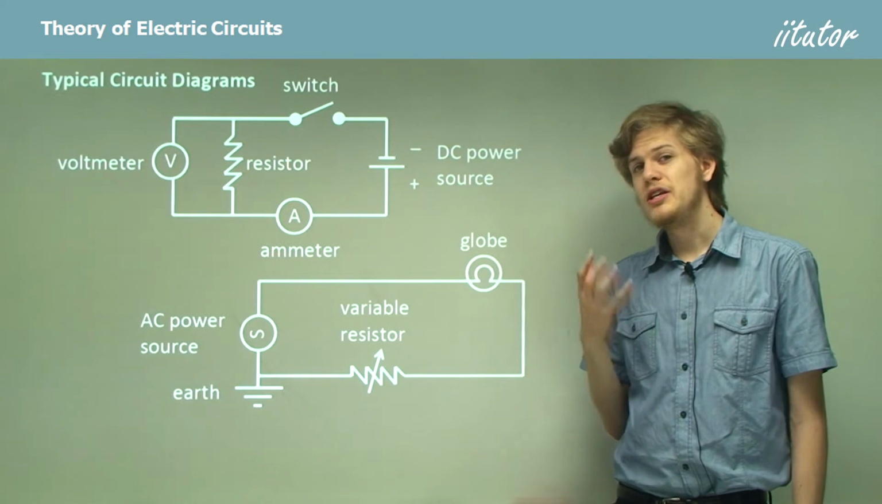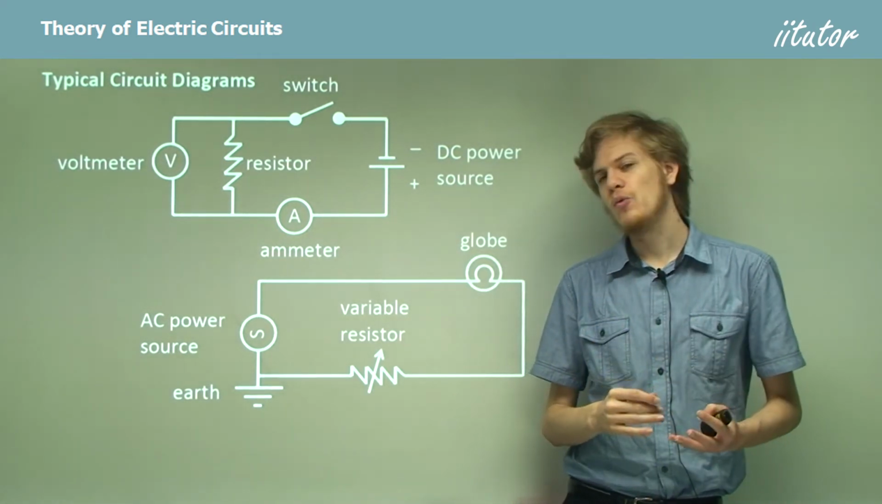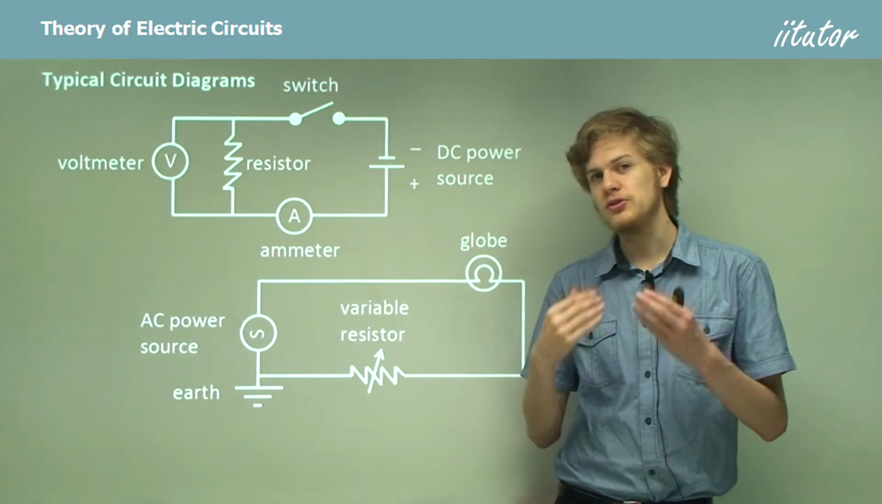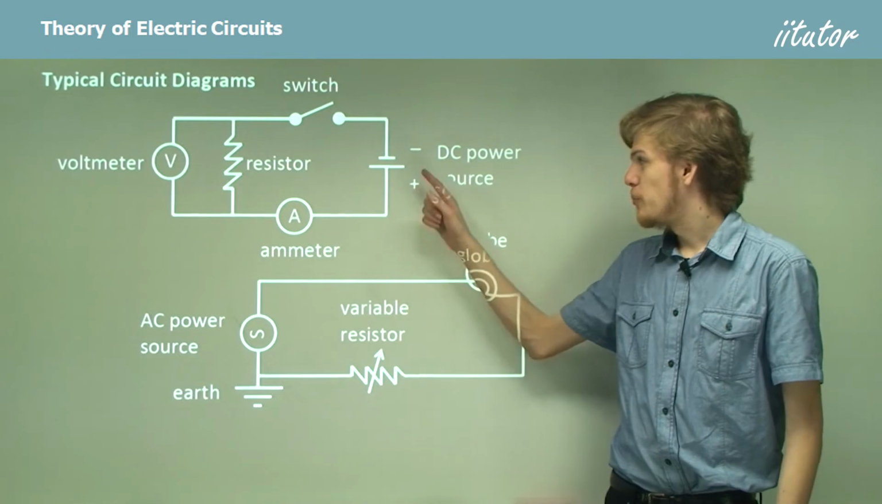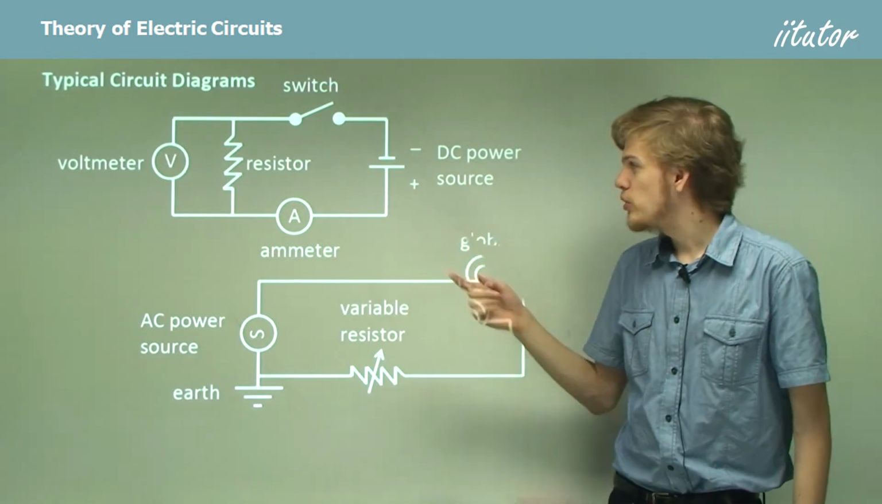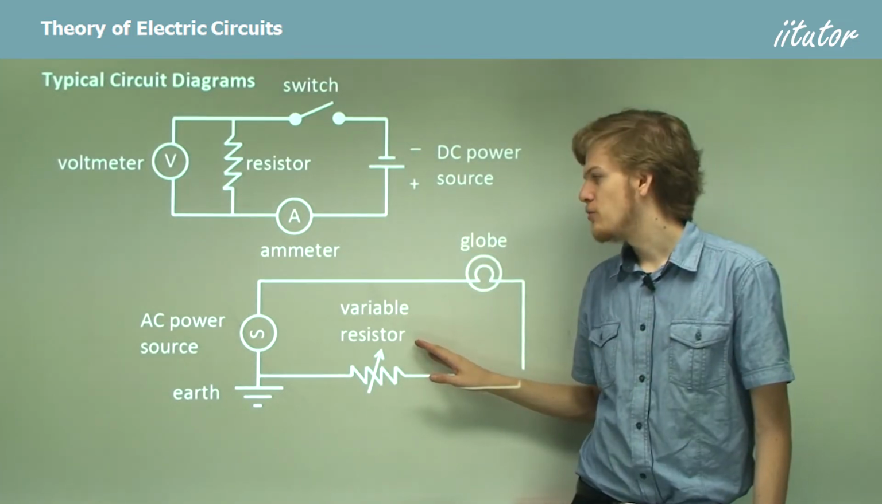Now, when we draw a DC power source, one end of the power source will always be positive, and one end will always be negative. It won't change, because it's a direct current. So the positive end we draw as a long line, and the negative end we draw with a short line. Let's go on to the other circuit that we have over here.